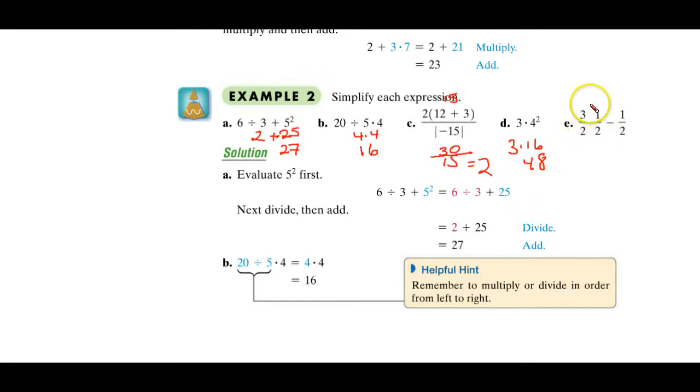Now here we have to do the multiplication first. And we can't cancel anywhere, so this is going to become 3/4 minus 1/2. Now, in order to do this subtraction of fractions, this has to be a common denominator. So we can elaborate or just make it 2/4. So this then becomes, now that they're common denominators, 1/4.